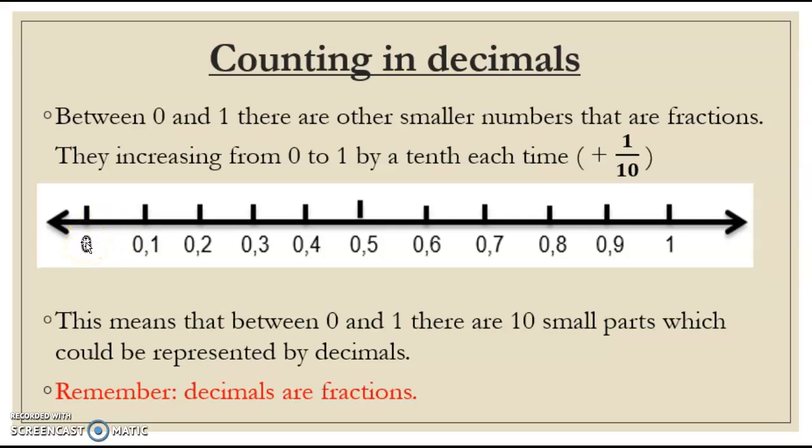So you are used to number lines with fractions at the bottom, but this number line has decimals at the bottom. So we can say 0 plus a tenth is 0,1. 0,1 plus a tenth is 0,2. We could also say plus 0,1 each time. So 0,2 plus 0,1 is 0,3. Plus 0,1 is 0,4. So we are just adding a tenth each time.